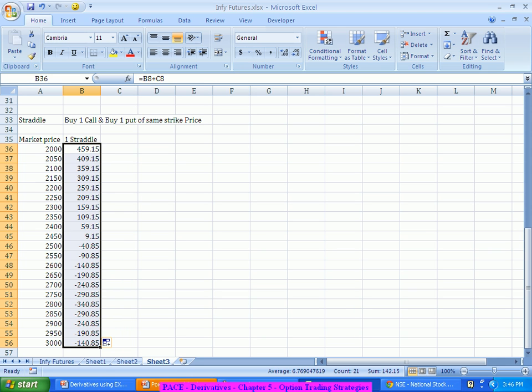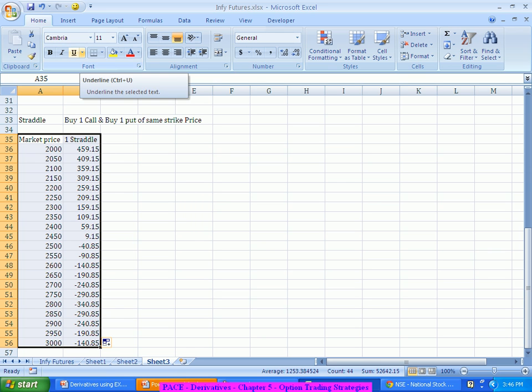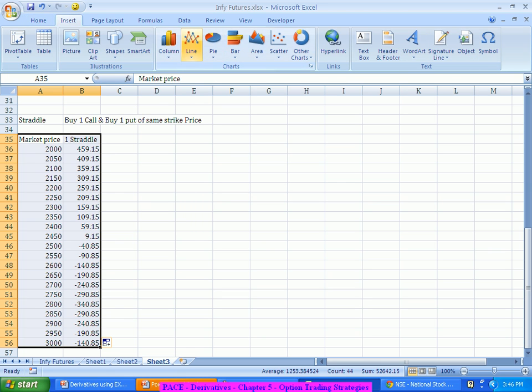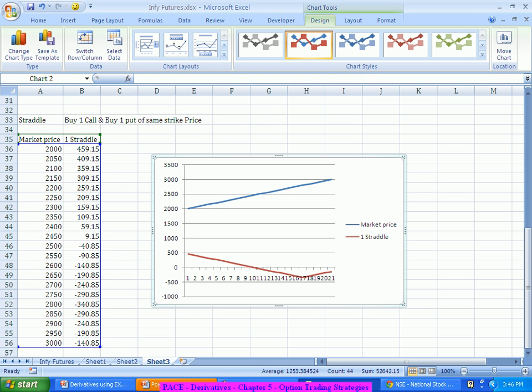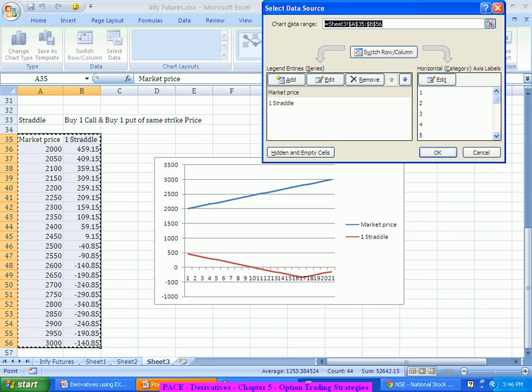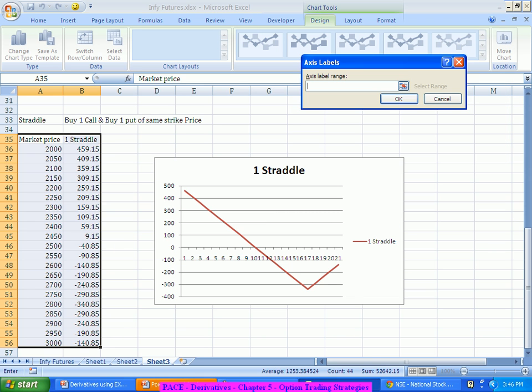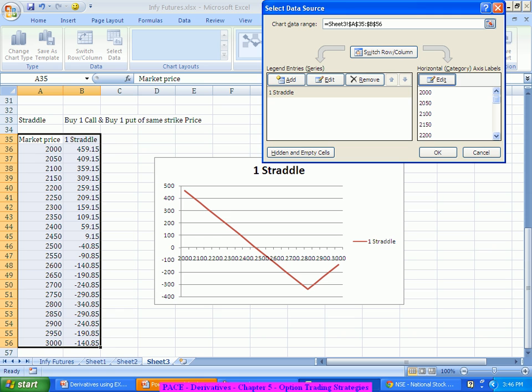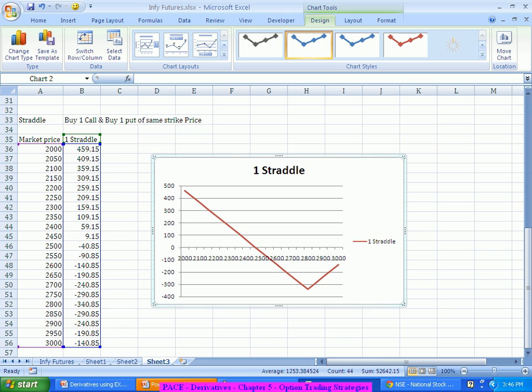Now what I can very well do is simply plot a graph. Again the same line chart. This time I can edit the chart. I will remove the market price from here, edit it here, and put in the values of this. Now you are seeing how the straddle looks: it's a V shape.